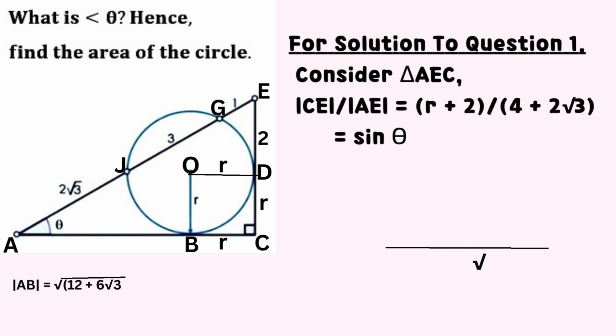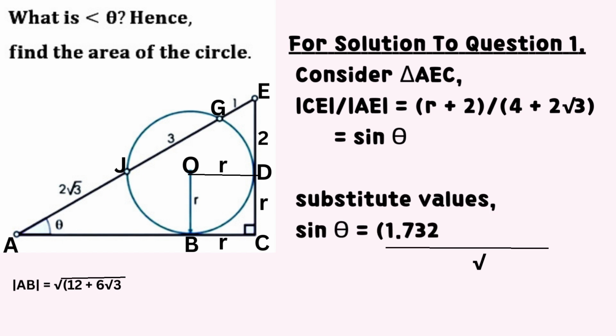For solution to question 1. Consider triangle AEC. Line CE divided by line AE, which is the sum of R and 2, all divided by the sum of 4 and 2 times the square root of 3, equals sine theta. Substitute values, and we obtain an equation for the value of sine theta.